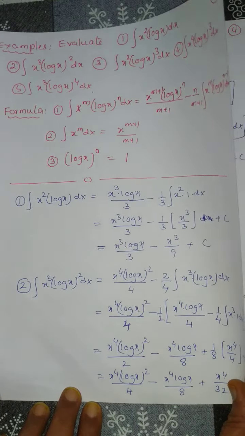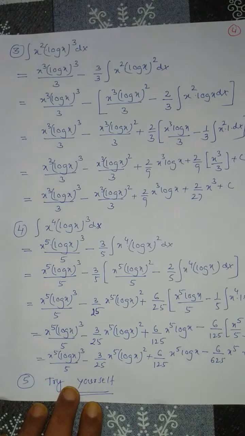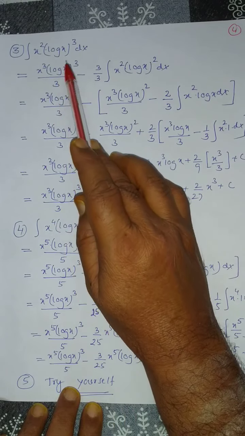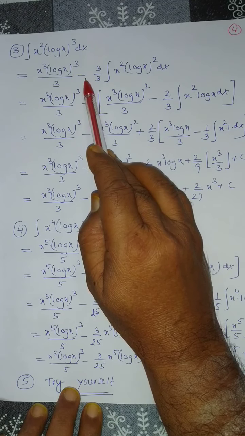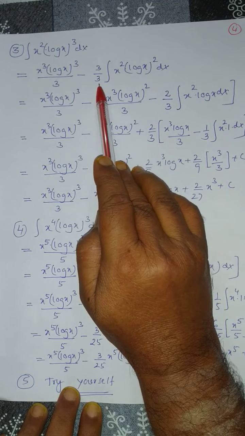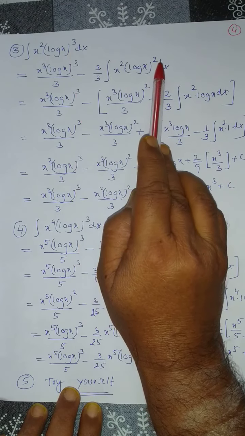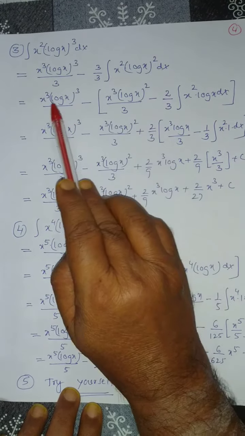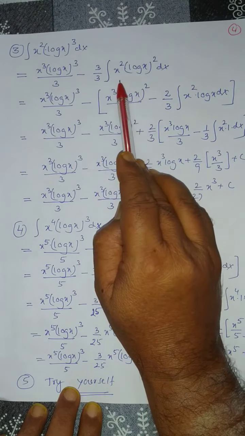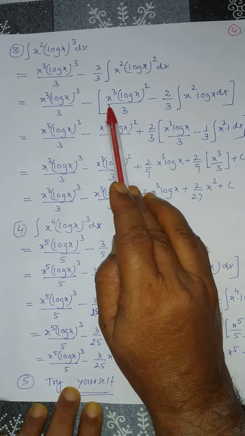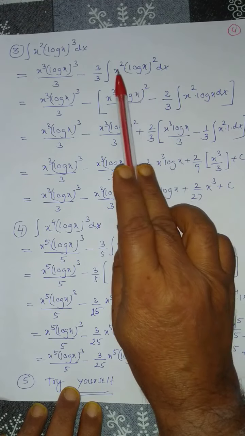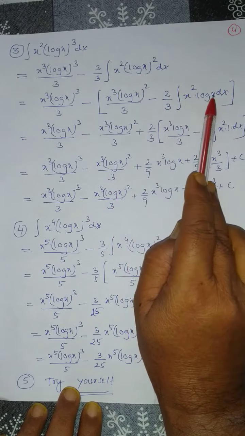Okay, now we'll go to the next example. x square log x cube, so it is x cube by 3 log x cube as it is, minus n divided by m plus 1, that is 3, as it is, 2 plus 1 is 3, and x square as it is, with 3 minus 1 is 2. So in this simplification the term is x cube log x cube by 3 minus, 3 cancels 1. So for this reduction formula I am applying x cube upon 3 log x square minus 2 divided by 3 log x, with x square as it is, 2 minus 1 is 1, so log x raised to 1.